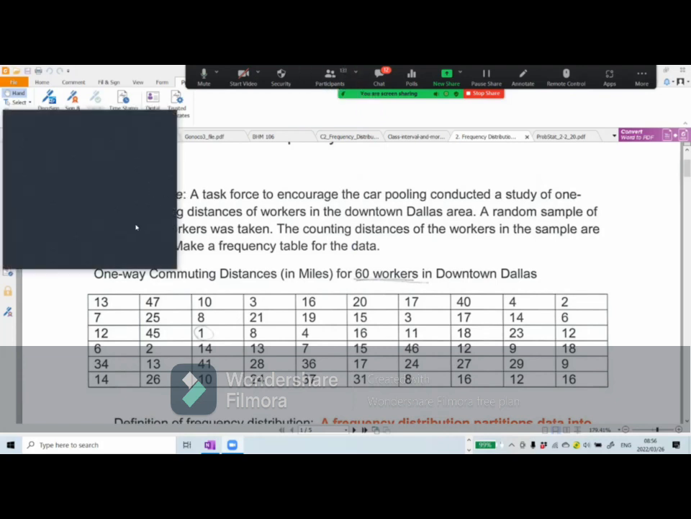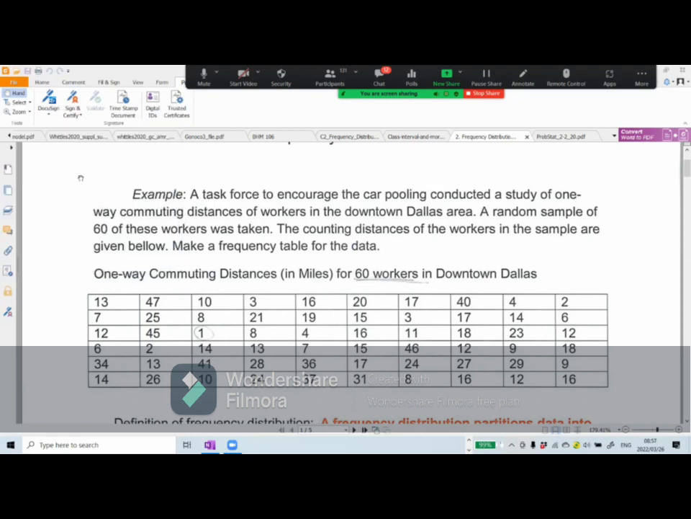Please mute yourself, this person that is shouting. A task force to encourage the carpooling. Please, I can't see the board any longer. If you can't see the board, please listen to the dictation. Thank you. It's very clear now. Nobody should complain again.